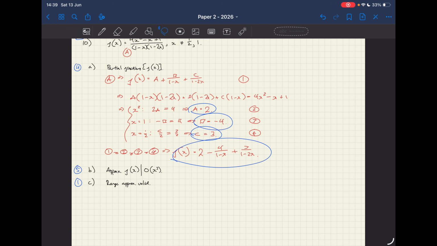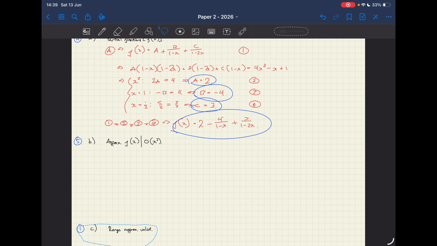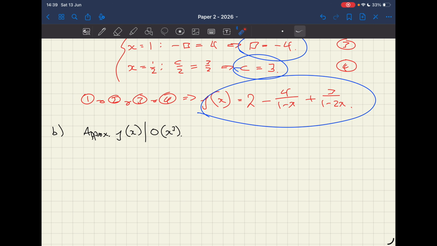We want to find the approximation of f of x, up to order x cubed, so our highest power is going to be x squared. What that means is that there's x cubed bits that we're just missing out. Do you mean we just don't care about the x cubed bits and anything else higher powered? So doing this, we want to look at each one individually. We have 1 minus x to the power of minus 1. So what's that going to give us?